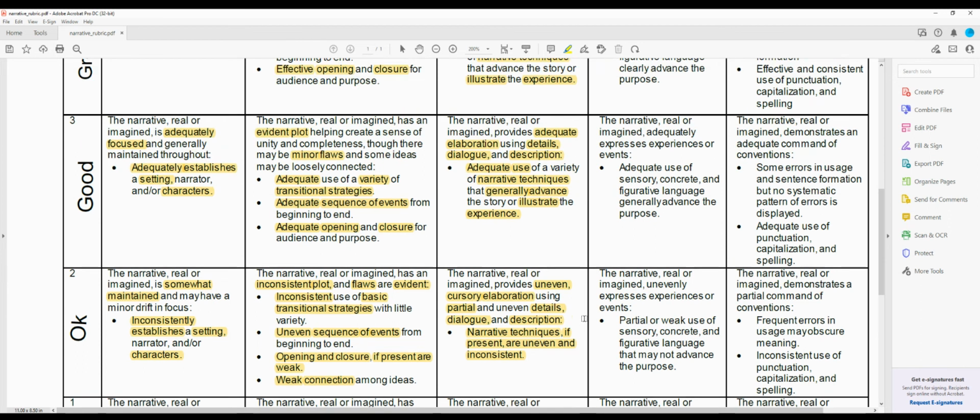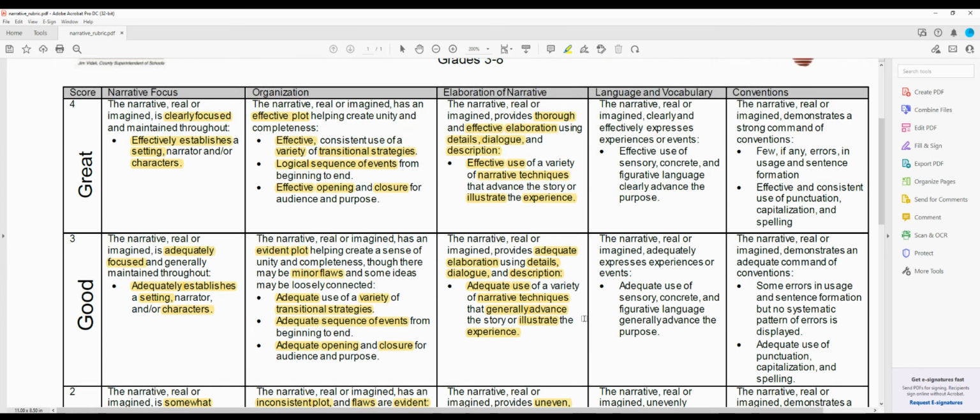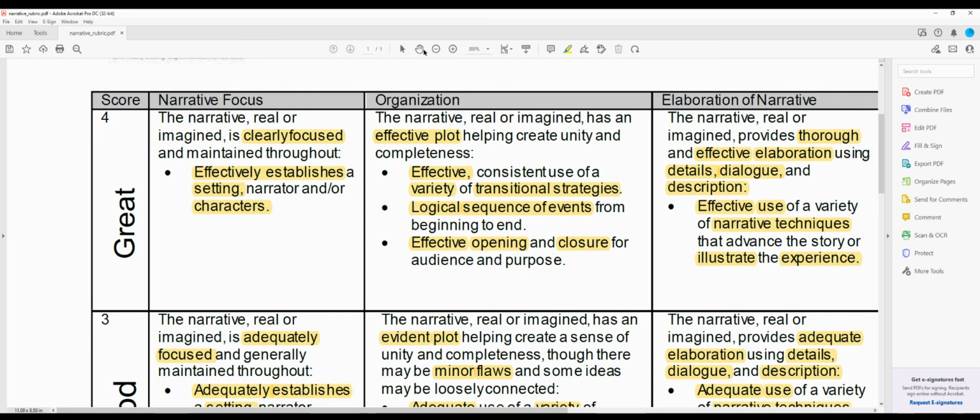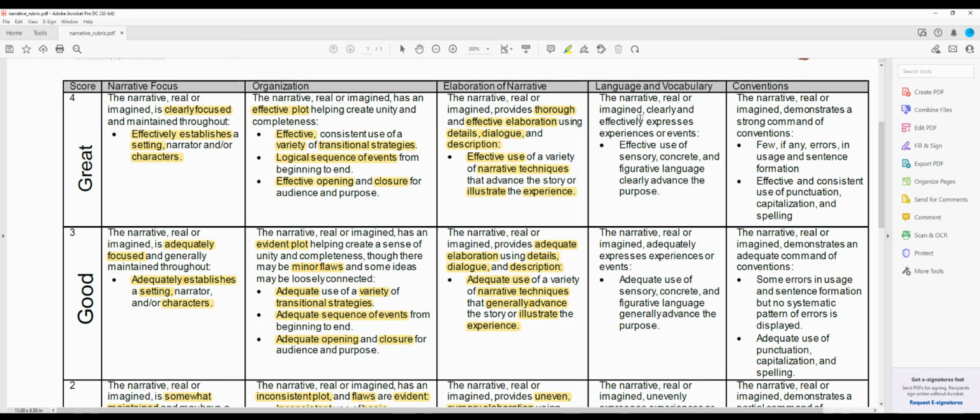All right, let's go to our next focus, which is vocabulary, language and vocabulary. So the types of words you choose to use. Let's go back here. The narrative, real or imagined, clearly and effectively expresses the experiences or events. So effective use of sensory, concrete, and figurative language clearly advance the purpose.